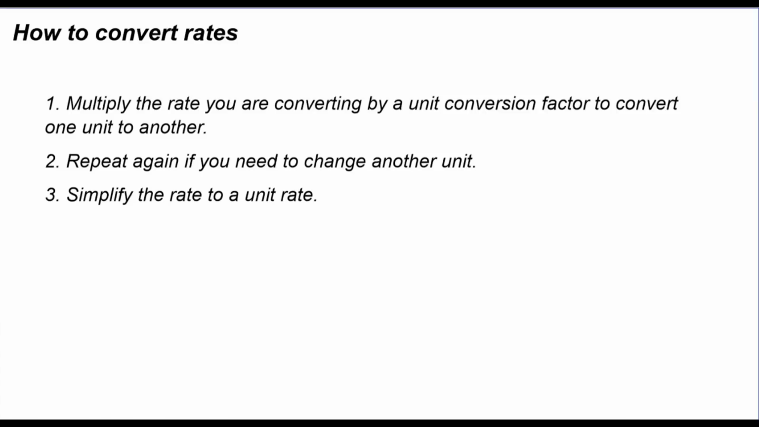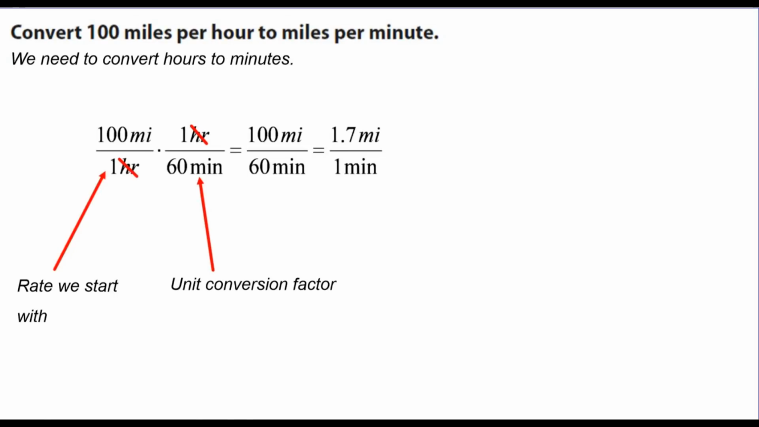So how are we going to convert our rates? Well, we're going to multiply the rate we're converting by one of those unit conversion factors to convert one unit to another. So we want to convert the unit we have to a different unit of measurement. We use those unit conversion factors since they're equivalent to 1 and they won't change the value of our rate. Repeat it again if you need to change another unit. Sometimes in a rate we might have to change one or both of the units, and we'll just repeat step 1 if we need to change both units, and then finally simplify the rate to a unit rate. So let's look at an example.